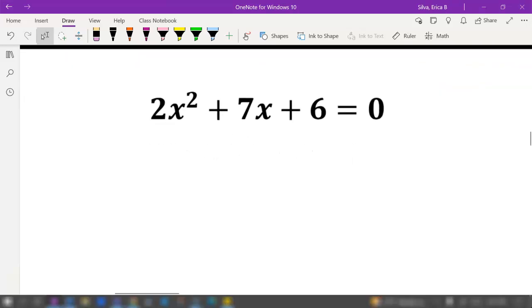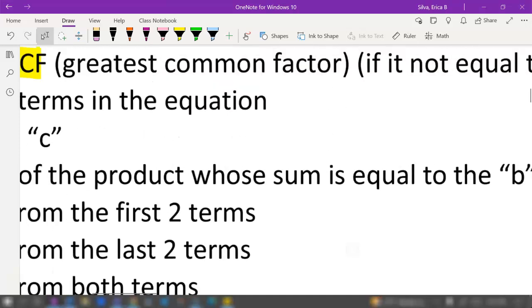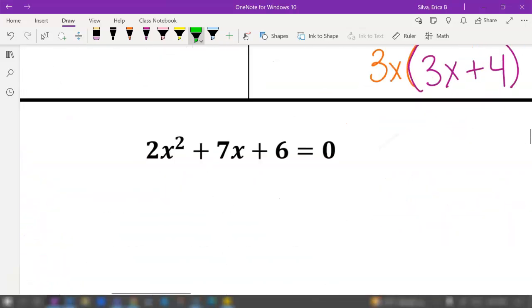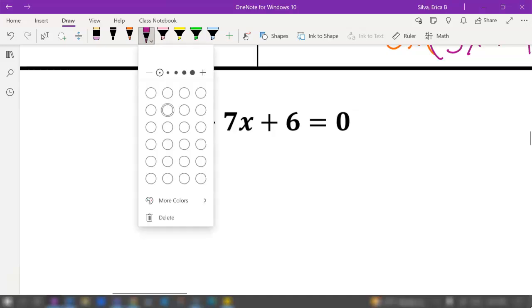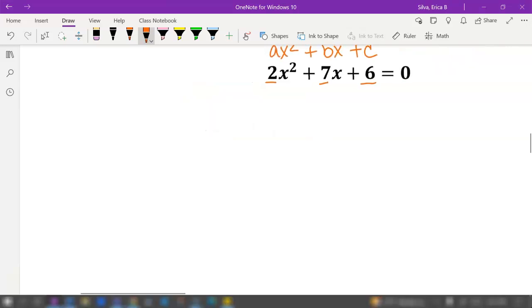All right, now let's put everything into play. We've got 2x squared plus 7x plus 6. First, we want to see if there is a GCF that we can factor out, and there isn't. So we're going to move on to the next step. Next, we're going to label A, B, and C in terms of the equation, which means that we're going to label it as ax squared plus bx plus c, where your a is 2, your b is 7, and your c is 6. So let's go ahead and go a is 2, b is 7, and c is 6.